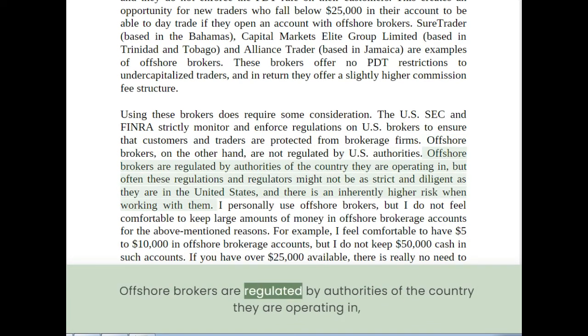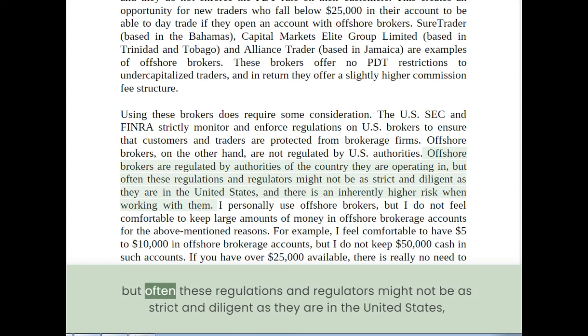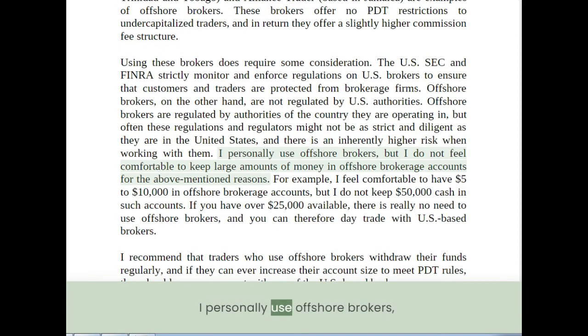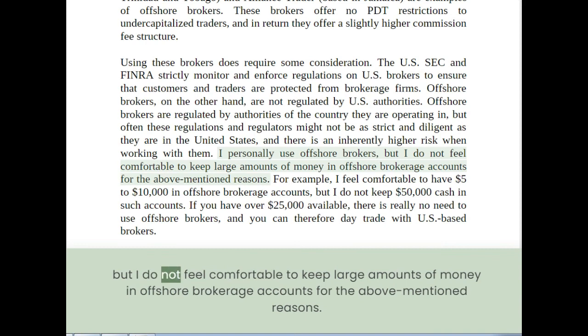Offshore brokers are regulated by authorities of the country they are operating in, but often these regulations and regulators might not be as strict and diligent as they are in the United States, and there is an inherently higher risk when working with them. I personally use offshore brokers, but I do not feel comfortable keeping large amounts of money in offshore brokerage accounts for the above-mentioned reasons.